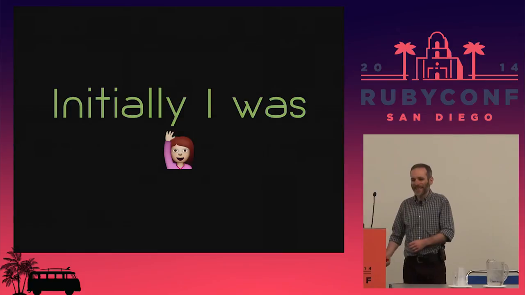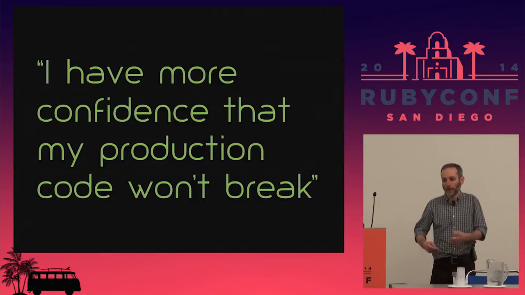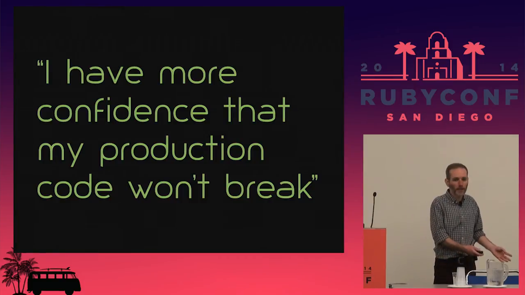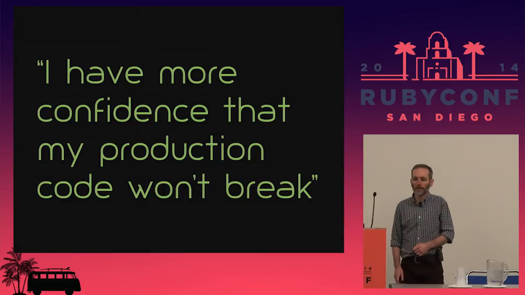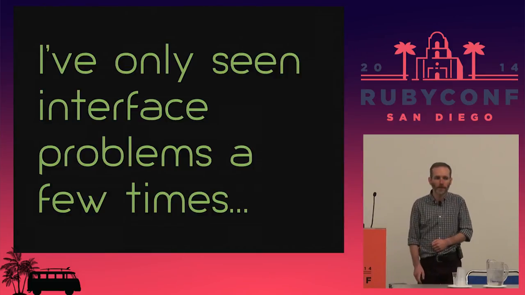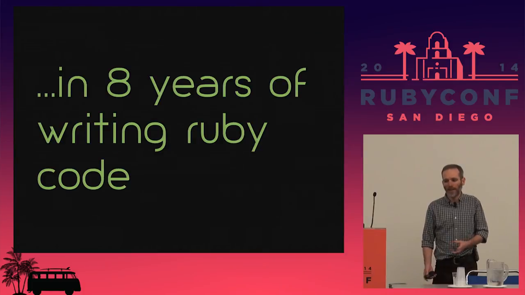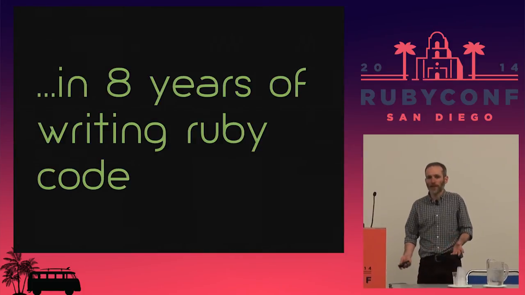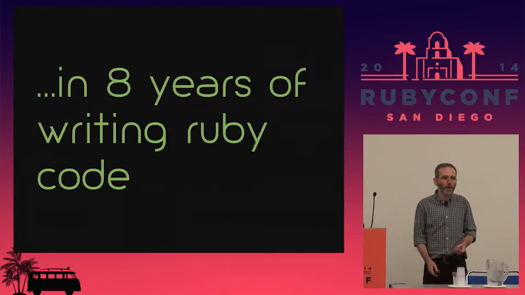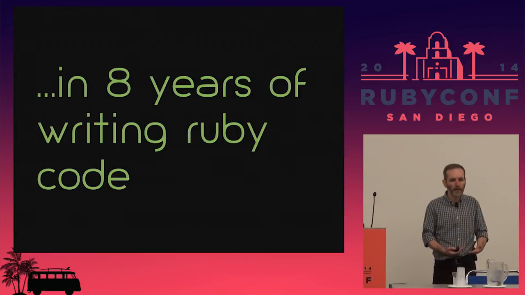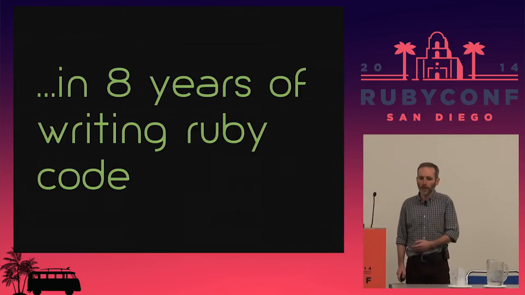And I was thinking things like, I've got more confidence that my code will not break in production. It's not going to break because we've got this extra type checking in place. And then I thought about it some more. I thought, well, this kind of interface problem, I've seen it maybe a few times. I've been writing Ruby for about 8 years now, so on average, that's once every couple of years, maybe. And worse than that, I've seen it happen, but it's always been caught really early on. It's very obvious when you make this kind of break. I've never seen this get into production.